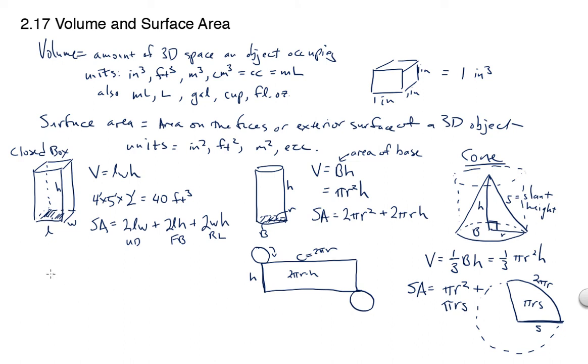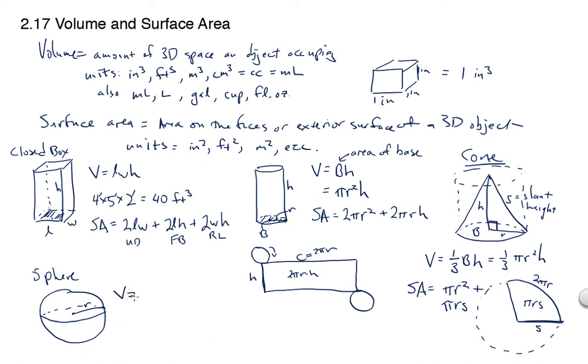Last but not least, we have a sphere. A sphere is, as you'd expect, a three-dimensional ball, with a radius of r.